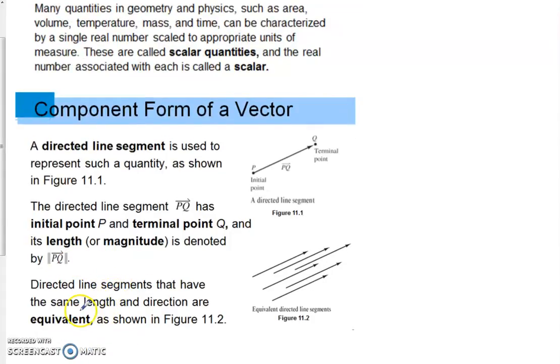Directed line segments that have the same length and direction are all equivalent. Imagine a group of arrows, if you would. These are all the same length, they are all the same direction, and so these are equivalent even though they're not in the same spot. Okay?